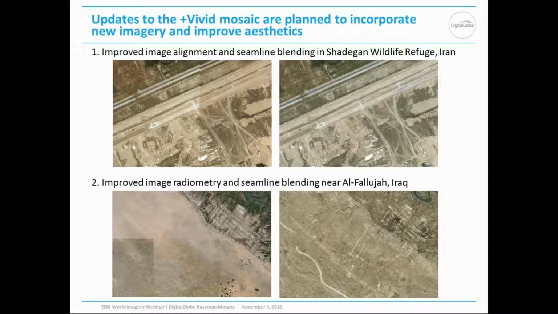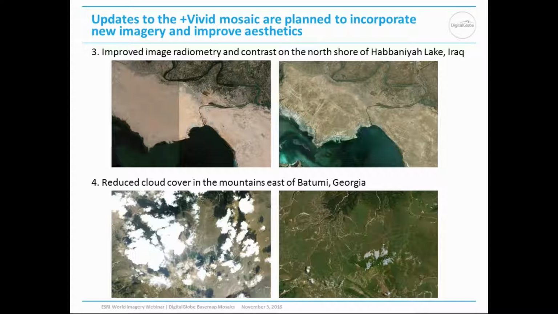The first pair of images show improved image alignment and seamline blending in the Shadigan Wildlife Refuge in Iran. On the bottom, the second pair of images are an example of improved image radiometry and seamline blending outside Al-Fallujah, Iraq. I have a couple more examples here.